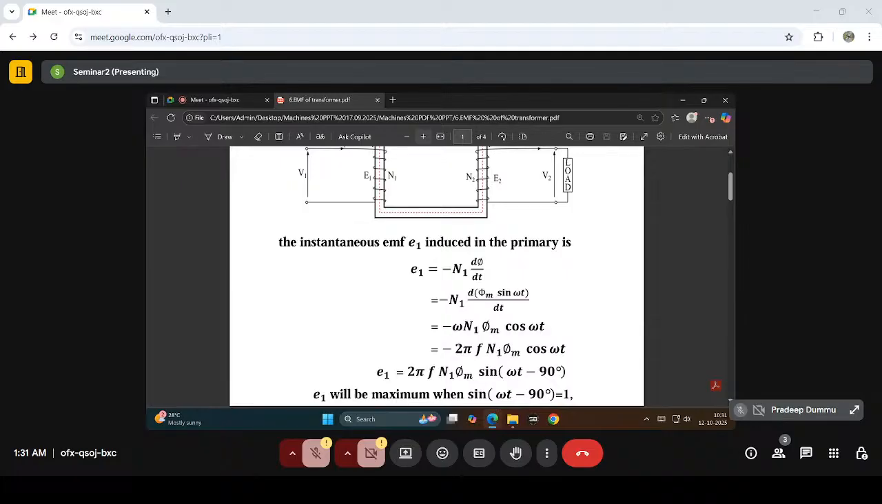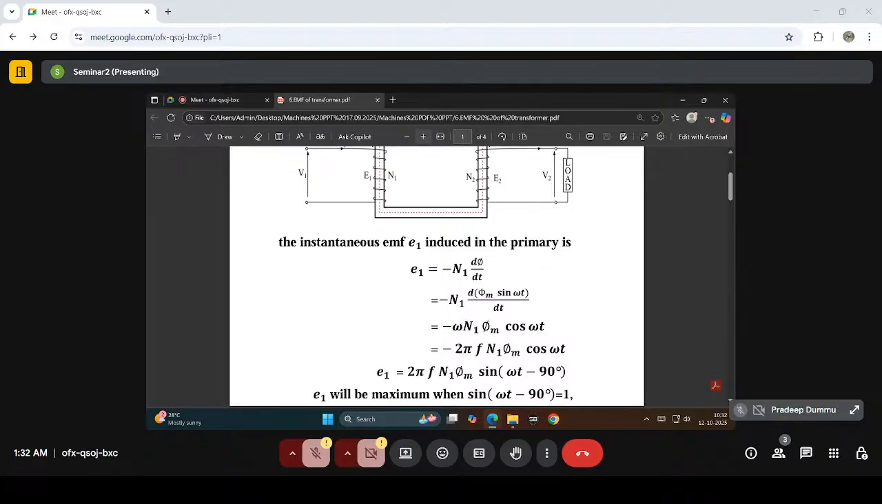Now cos should be converted into sin. Why are we converting? Because our input is a sine wave, so convert into sine wave. Minus cos omega t can be written as sin omega t minus 90.